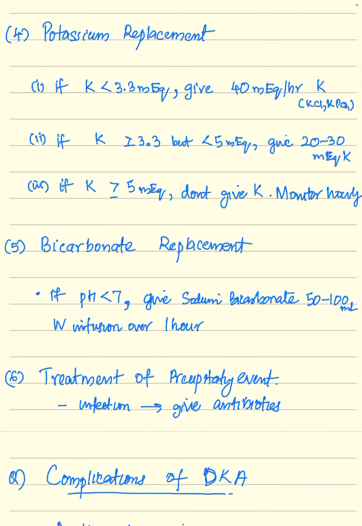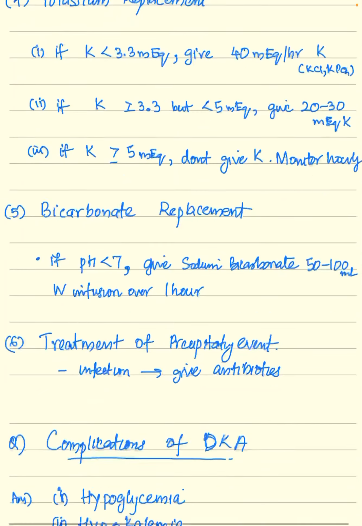Bicarbonate replacement: if pH is less than 7, give sodium bicarbonate 50 to 100 ml IV infusion over 1 hour. Then the final thing is the treatment of the precipitating event. Like if any infection is there, I have to give antibiotics.